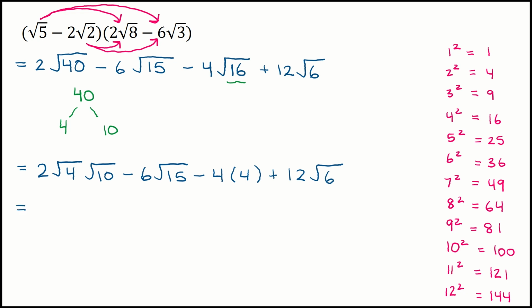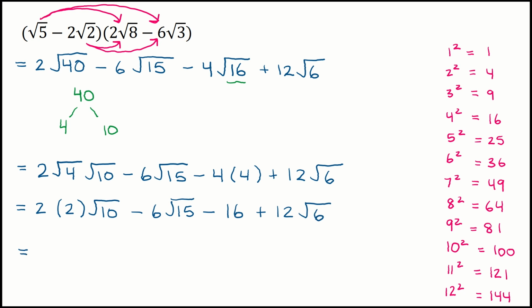And then simplifying it even more, I can turn the root 4 into a 2. And I can multiply the 4 times the 4, giving me a 16. And then finally, let's multiply the 2 times the 2 together to give me 4. And this will be our final answer here.